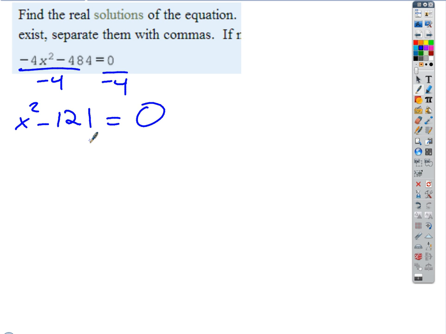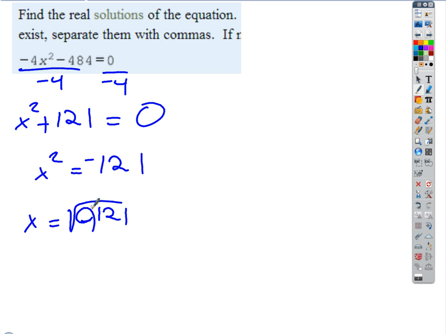Now what do I do? So x would equal... wait, no. -44 divided by -4. Oh, positive. You're right. Okay, so x squared equals -121. So I square root it now. What's the problem here? Yeah, I got a negative under the radical, so am I going to get any real solutions?